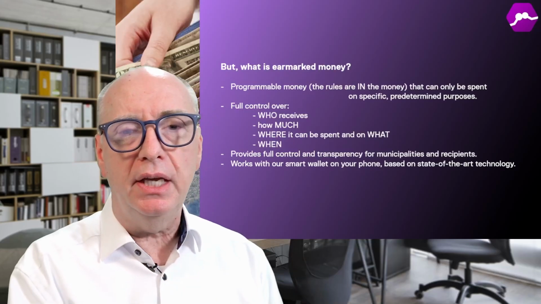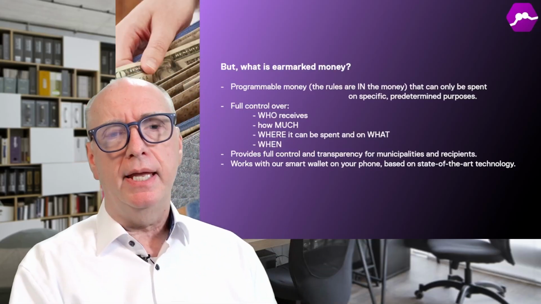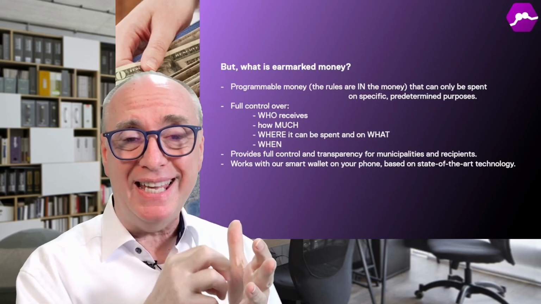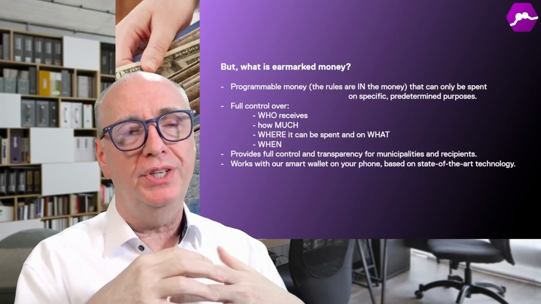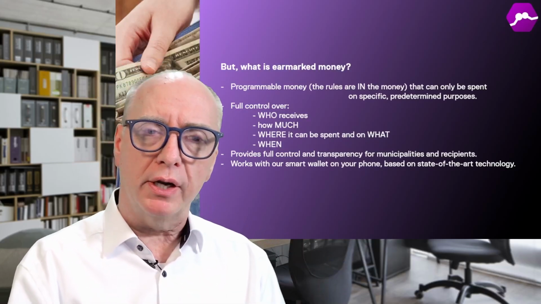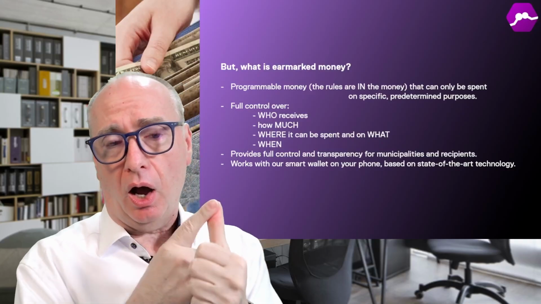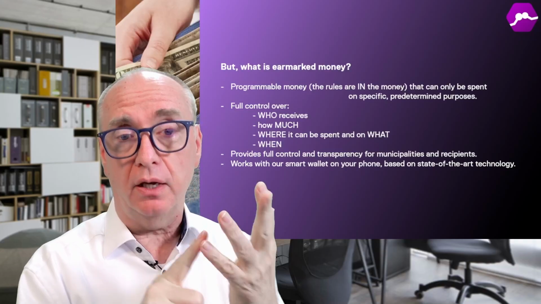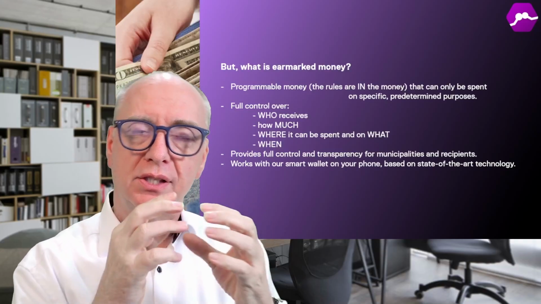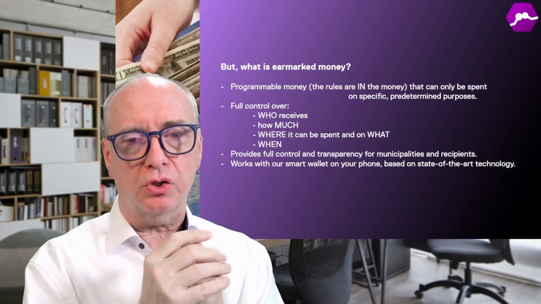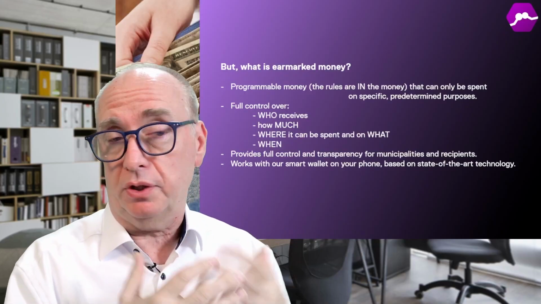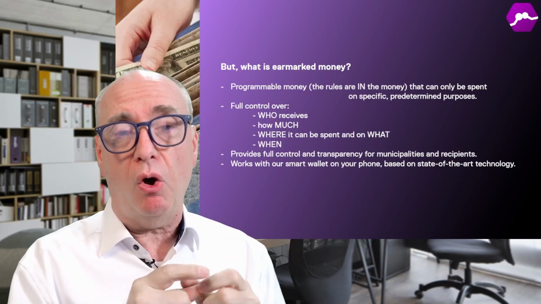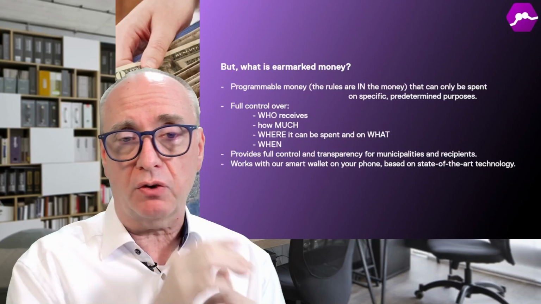Now, what is earmarked money? What is programmable money? It is money where rules can be defined in the money, right? So the issuer, let's say a government or a city council, defines who gets how much, where it can be spent, on what, and until when. Right? This gives full transparency and control for that city council or that company to give out the money and have certainty it will only be spent on these defined criteria.